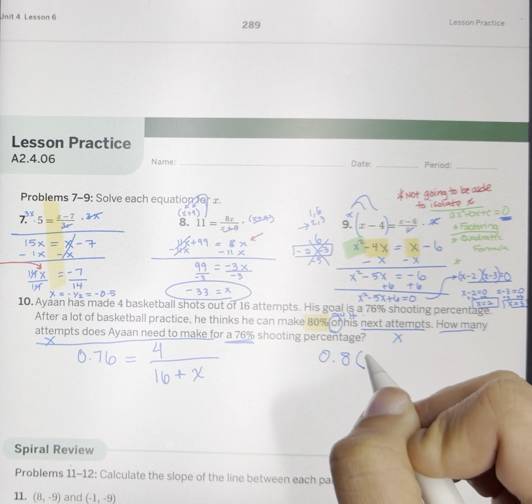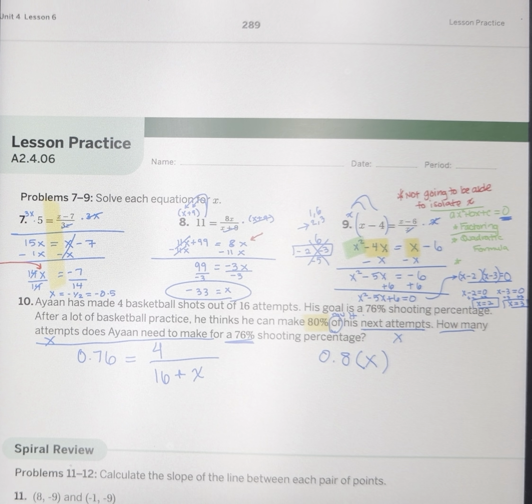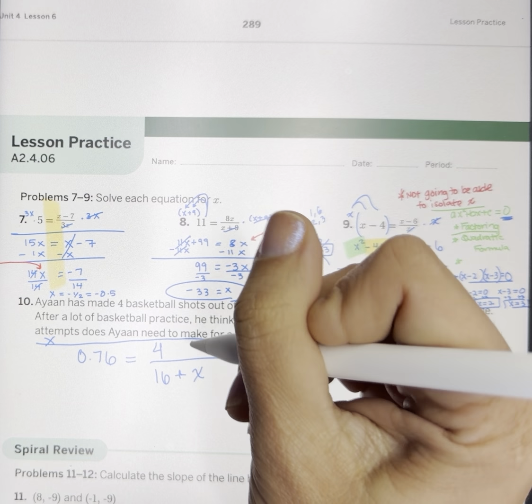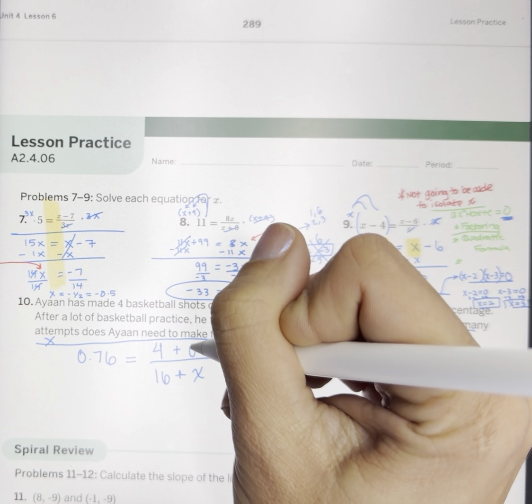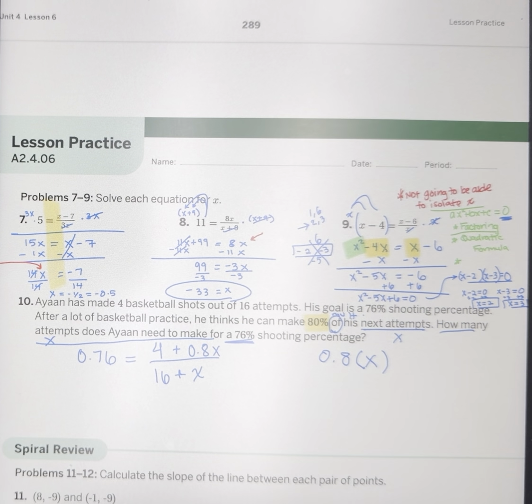Of his next attempts is 0.8x. You multiply it. He's only going to make 80% of these attempts. So on the top, I'm not going to add x, I'm going to add 0.8x. That's how many shots he will make, okay? So for example, if he took 10 shots, he would make 8. We would be adding 8 to the top and 10 to the bottom, okay?